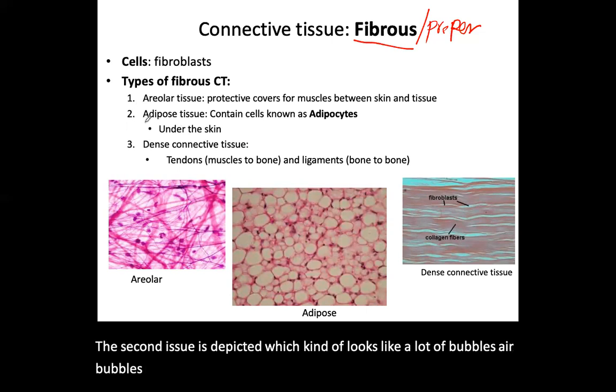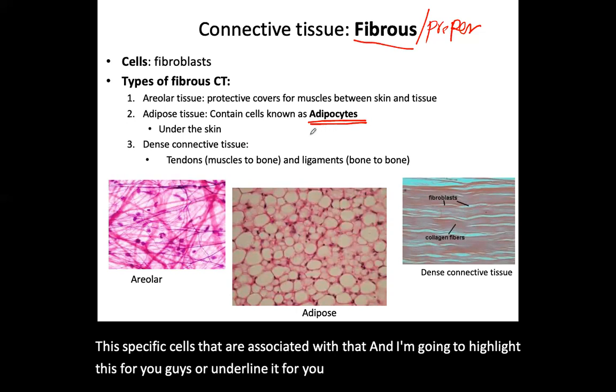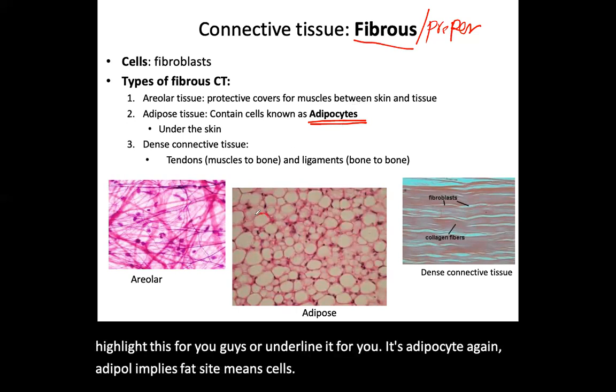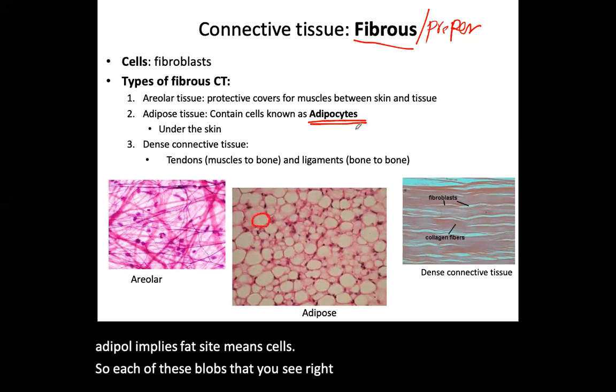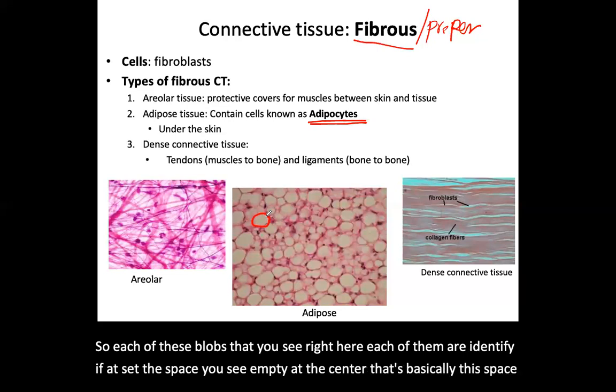This is your adipose tissue, which is basically your fat tissue. The specific cells that are associated with that, and I'm going to highlight this for you guys, is adipocyte. Again, adipo implies fat, cyte means cells. So each of these blobs that you see right here, each of them are identifying a fat cell. The space you see empty at the center, that's basically the space that would be filled with fat.